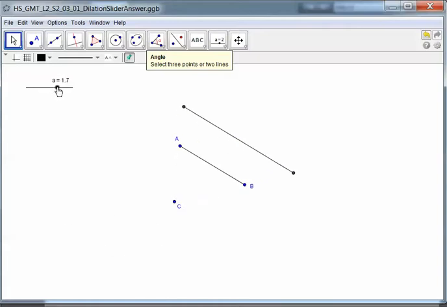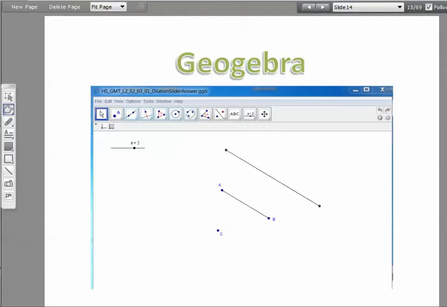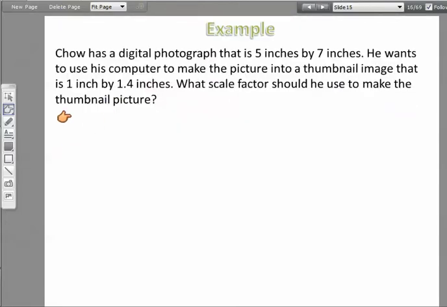Anyway, I thought this Geodura exercise was a nice way for you to see how it's changing. You can also play around with this. In your student guide, it gives you directions for creating this Geodura file. Okay, let me move this out of the way. Let's move on. Let's look at some examples here.